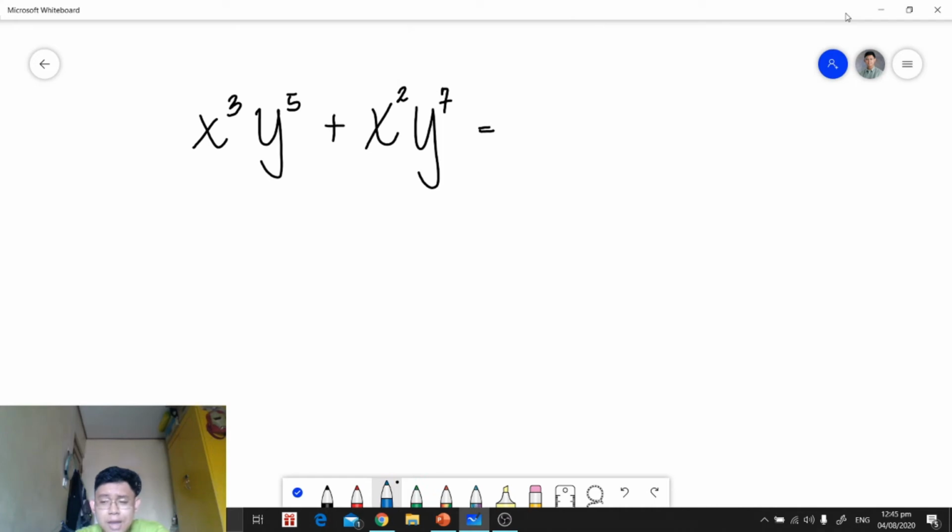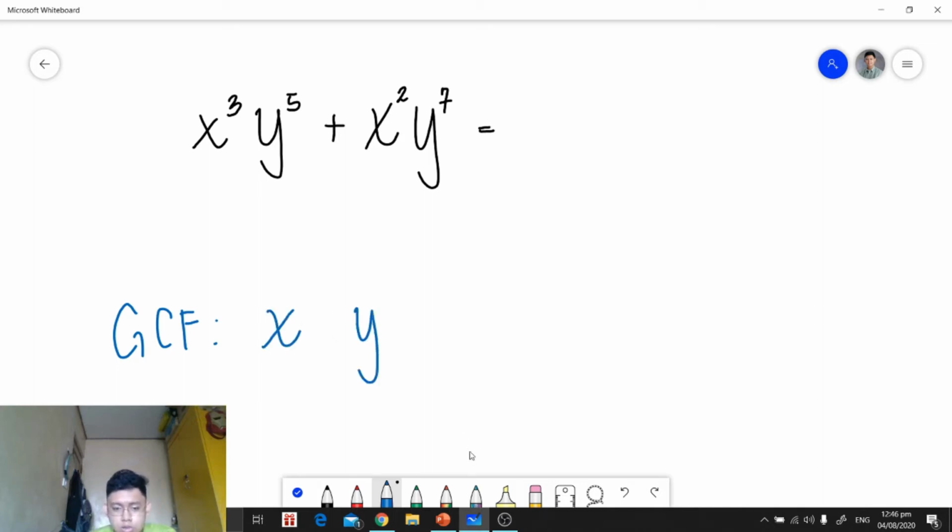Okay, let's have another example. For example, we have x cubed y raised to 5 plus x squared y raised to 7. Okay, so the first thing that we need to do is to identify the greatest common factor of all the terms in our group. So what is our greatest common factor? For a variable, all we need to do is to copy all the variables present in each term. So what are the variables that are present in our given polynomial? In this case, we have the variable x and the variable y.